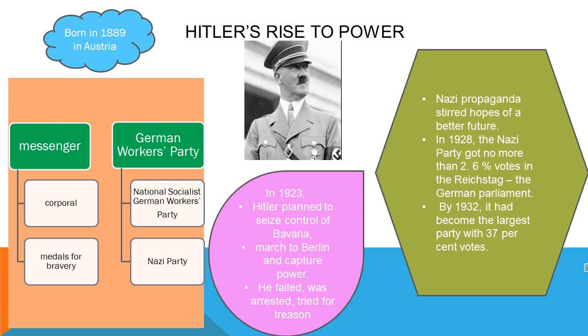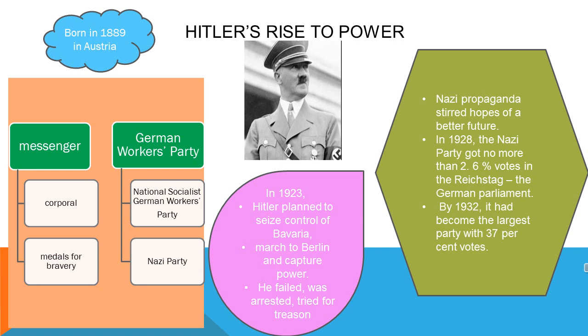Let us now see how Hitler rose to power. Hitler was born in 1889 in Austria. When the First World War broke out, he enrolled in the army. First, he acted as a messenger, then became a corporal and earned medals for bravery. The defeat of Germany in the First World War horrified Hitler.